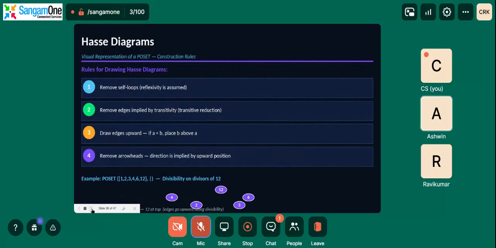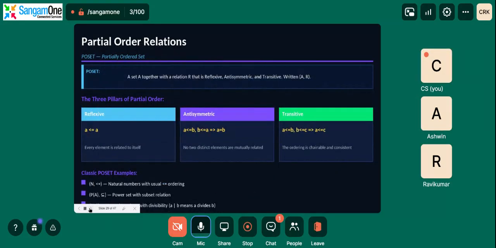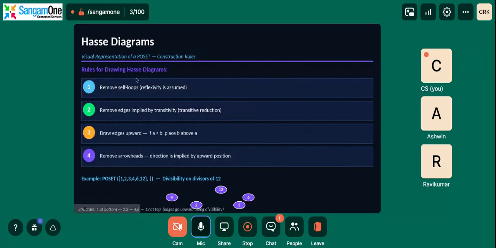Moving on to Hasse diagrams. These are the rules: remove self loops. Why are they called Hasse diagrams? Is it the name of a person in mathematics?